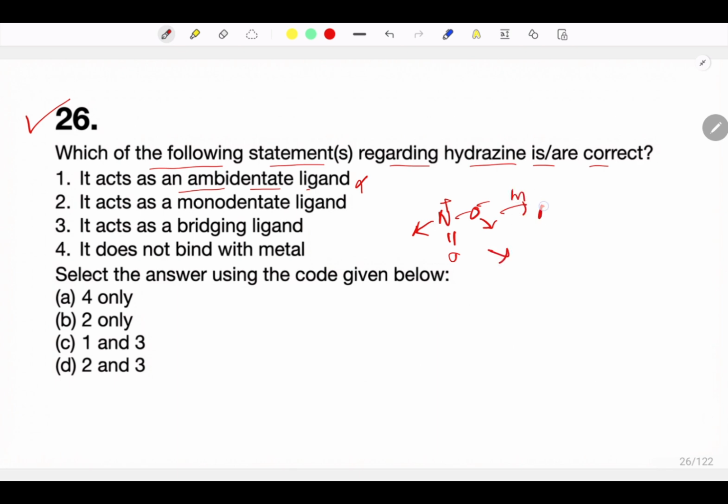If we have M–N double bond O, and another is M–O double bond N, like this, these are two different structures, so they are called linkage isomers. So this is not possible.